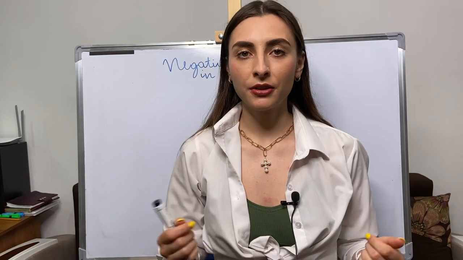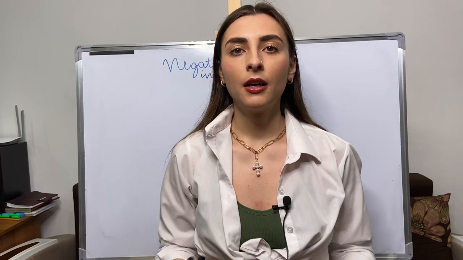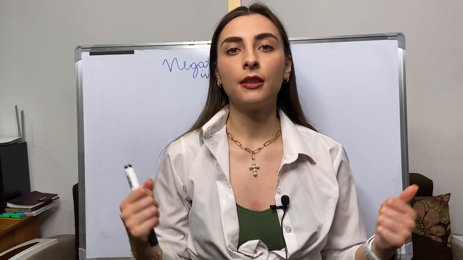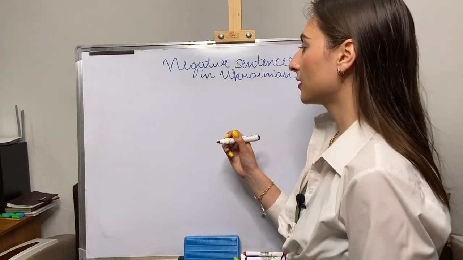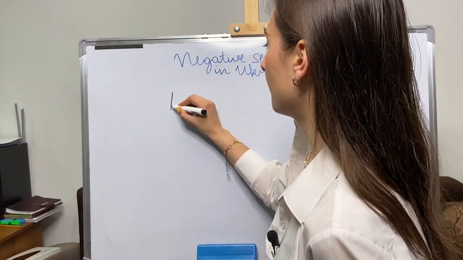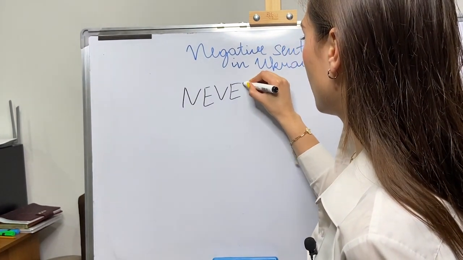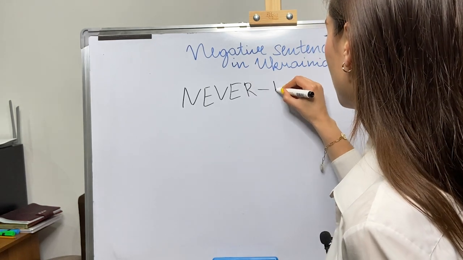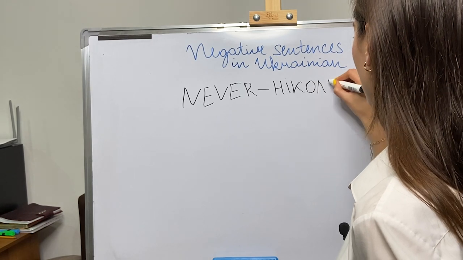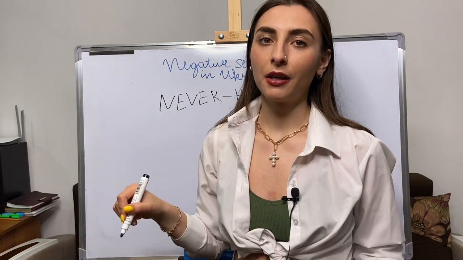Double negativeness in Ukrainian language refers to such words as never, nowhere, etc. So let's learn how to make it in Ukrainian language. First of all, the basic word that we need is never. So never in Ukrainian language means ніколи. Never means ніколи. So how to say never give up?